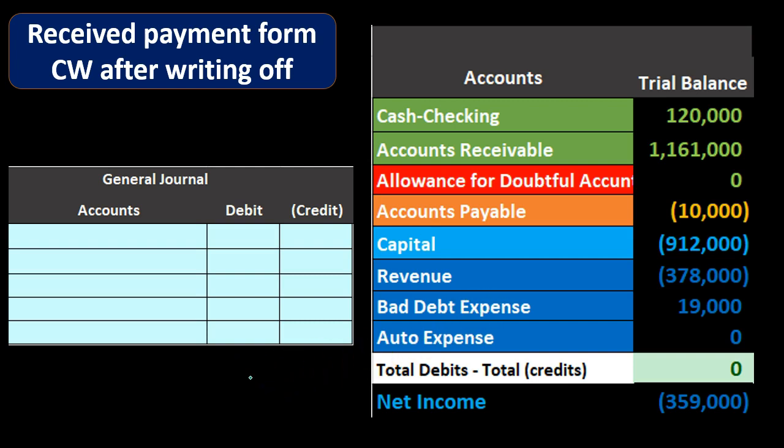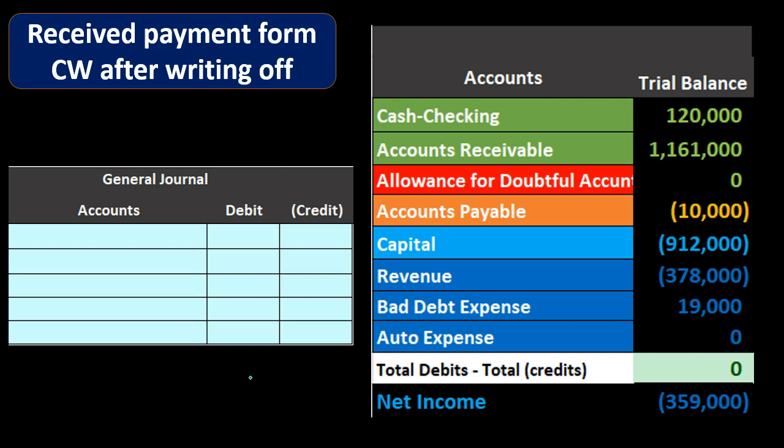Next transaction, we're going to say received a payment from CW after writing it off. This is going to be a typical book type transaction, not so typical in a real life situation, because if we wrote off the bad debt, we totally gave up on it. That doesn't normally happen until we go through a pretty significant collection process. After we gave up on it, we're not calling anymore, we're not actively trying to collect on it. It then gets paid at some point in the future. How do we deal with that?